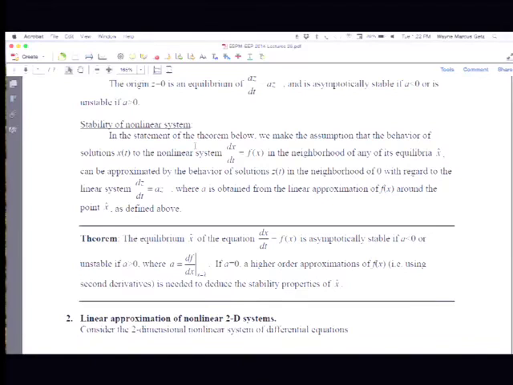This tells you right away that this equilibrium is unstable because the f dx at x equal to 0 is greater than 0, and this is stable because the f dx at x equal to s is minus a, which is negative, which means it's stable. So this theorem applies.